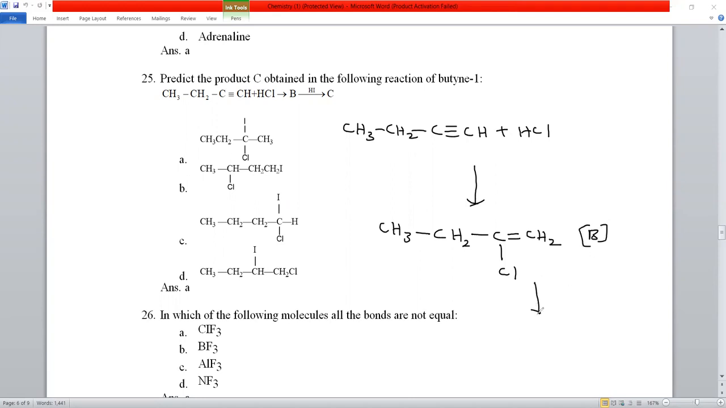At the same time, we can go for HI, same Markovnikov's rule only. Same thing here also, a Markovnikov question. So the hydrogen we have to add to the carbon which has more hydrogens. Here should be the iodine. So check the product, students. 2-chloro-2-iodobutane is the answer. Option A is correct.